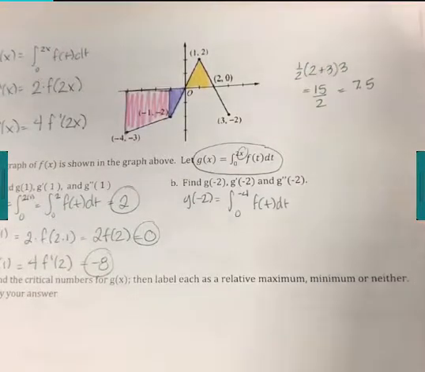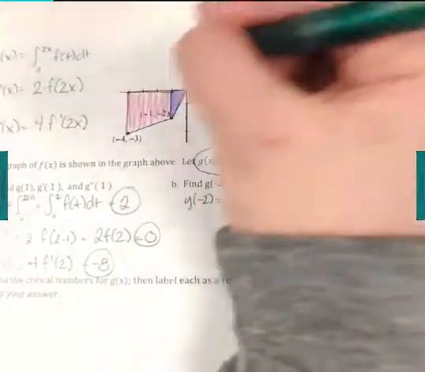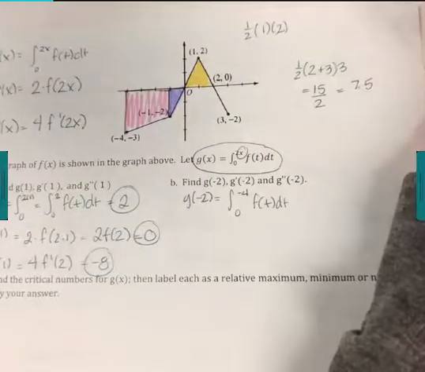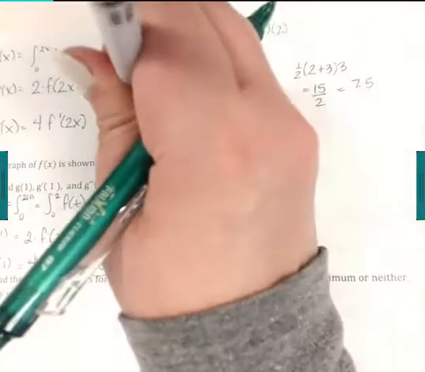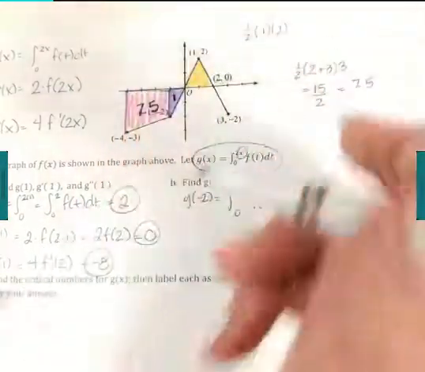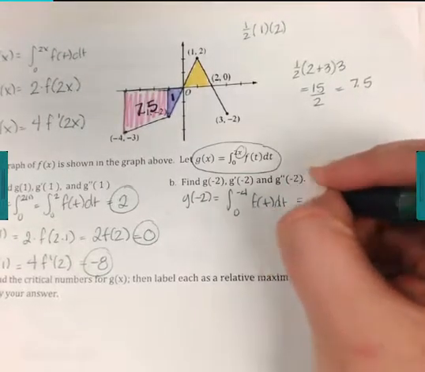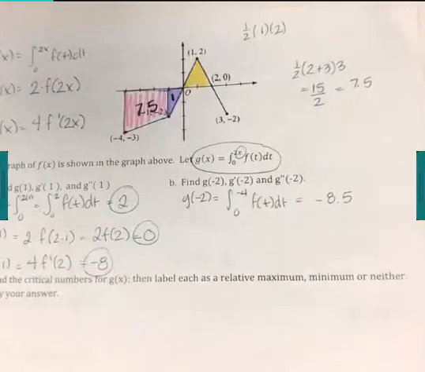Okay, then let's do purple. We'll have 1/2 base times height. My base is a 1, my height is a 2. 1 times 2 is 2, half of that is 1. So if this is 7.5 and this is 1, they're both negative, so what should my total integral be? Okay, now question, is the negative correct?